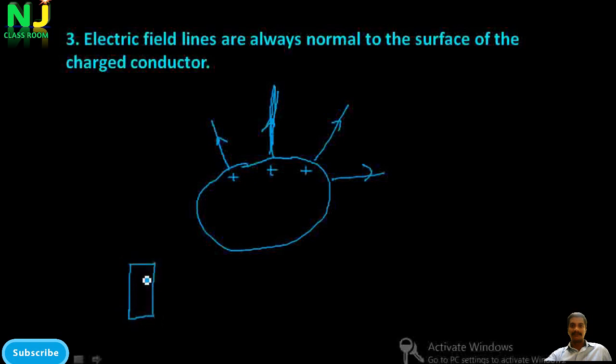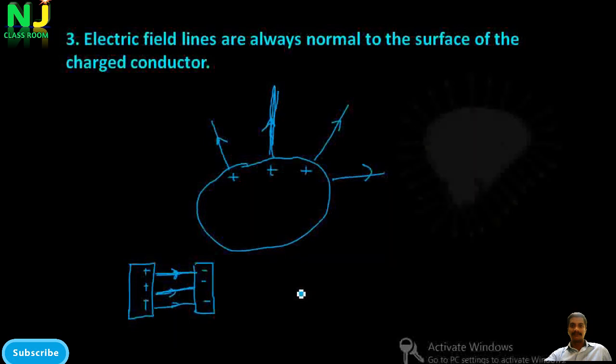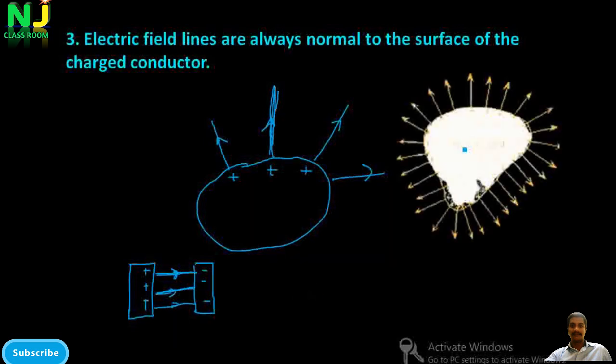Let us consider a positive plate here and a negatively charged plate here. Look at here, the lines start straight away from the positive charge and end at the negative charge. What it looks like is that it is always perpendicular to the surface of the conductor. This is how we have to see that. Look at this case. In this case also, it is clearly observed that the lines of force are always normal to the surface of the conductor.